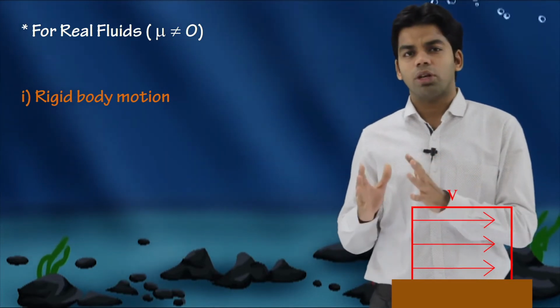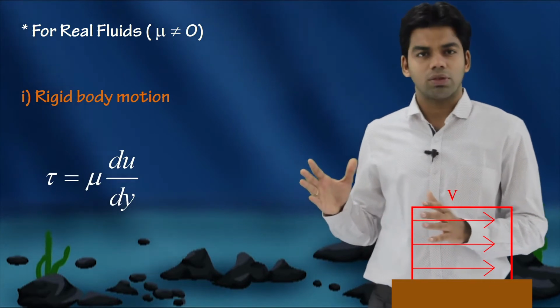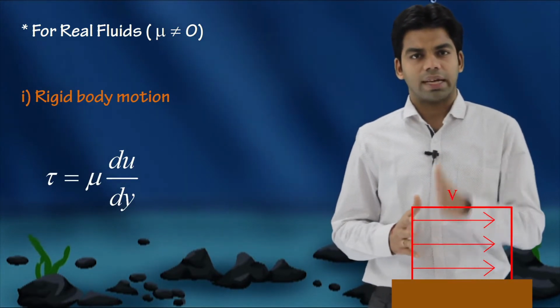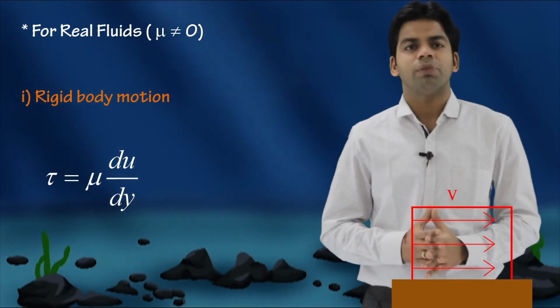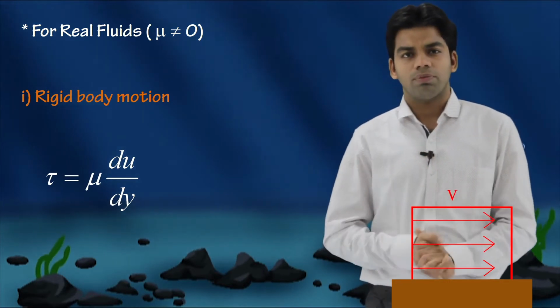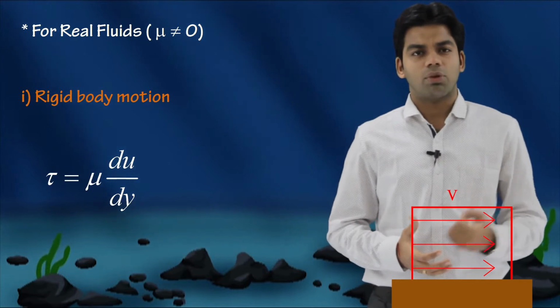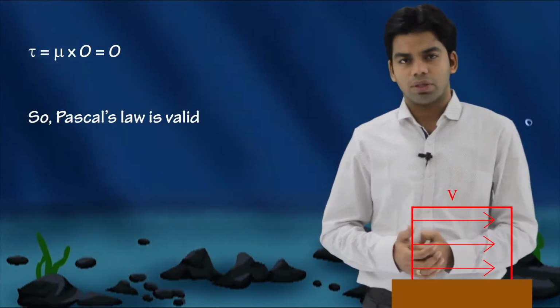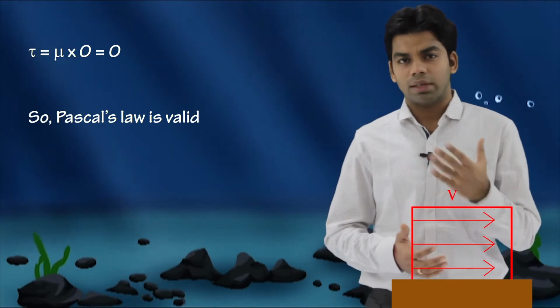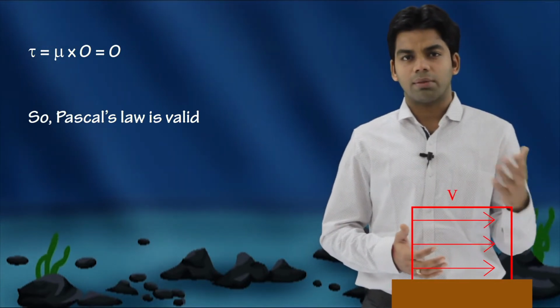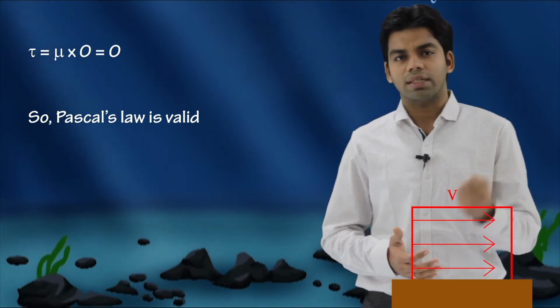Okay, so for rigid body motion, since du is equal to 0, since velocity is not changing, we are getting a rectangular velocity element, we are getting the rectangular velocity curve. That means du is equal to 0. So for the fluid under rigid body motion, tau should be equal to 0. That means Pascal's law is still valid for the real fluid which is under motion but which is having a rigid body motion.